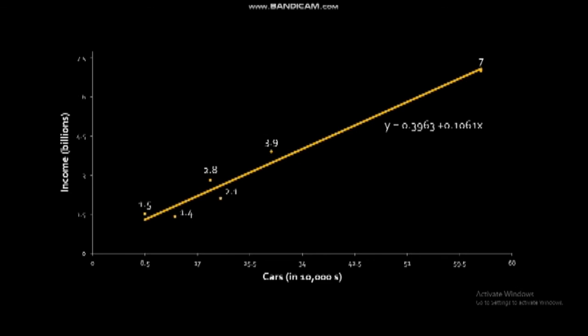The equation for the regression line is y prime is equal to 0.3963 plus 0.1061x. Therefore, we can conclude that there is a strong relationship between independent and dependent variables, and that our scatter plot has a strong correlation because the line of best fit is easily drawn. We have equal number of points on both sides of the line of best fit, as well as the dots having an equal distance from the line of best fit.